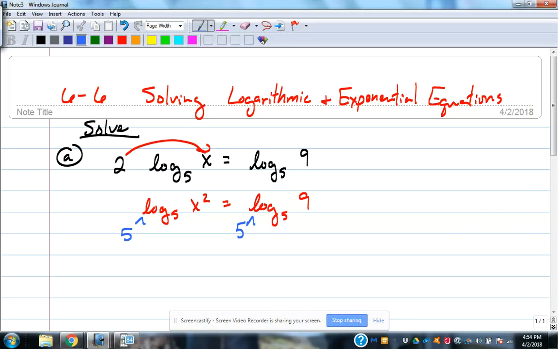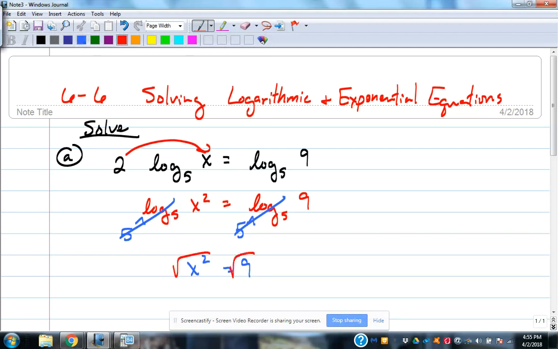Do you have to know that when they're the same log on each side? Not really. I mean, this is what happens. They cancel out. It's just x squared equals 9. We knew that was happening anyway, right? But knowing that exponentiating with a 5 is going to be helpful when we get to a tougher problem. This is a pretty easy problem. We're going to get to tougher ones. Okay? How do we solve that?